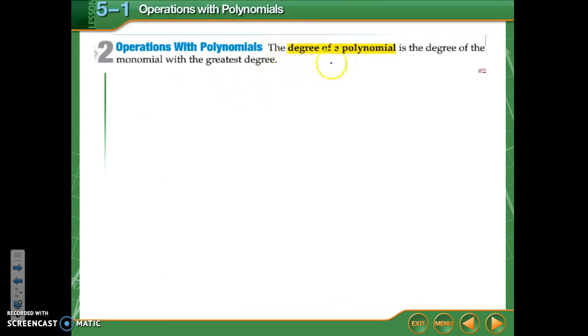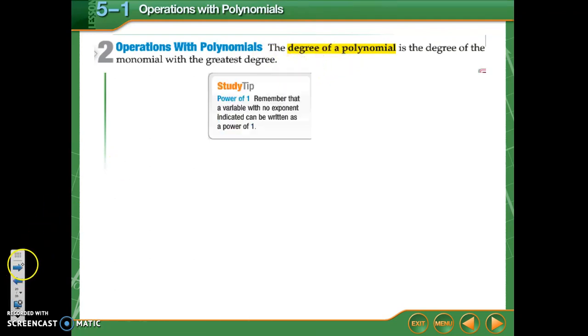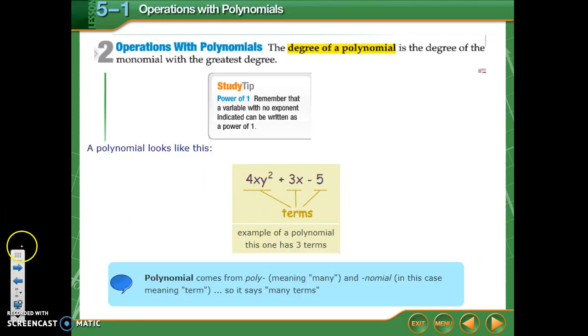And when we talk about the degree of a polynomial, we're talking about the degree of the monomial with the biggest degree. So if you don't remember, the degree of a monomial is the sum of the exponents in that term. So we'll look at that in just a second. Remember that polynomials, like I said, are a bunch of terms or monomials added and subtracted together. So this would be an example of a trinomial, a polynomial with 3 terms.